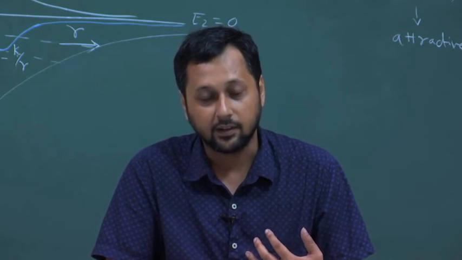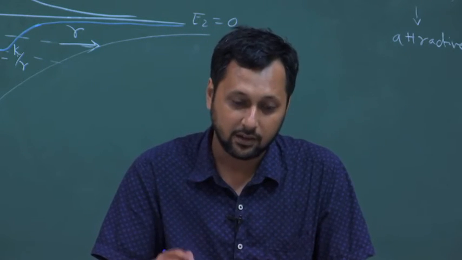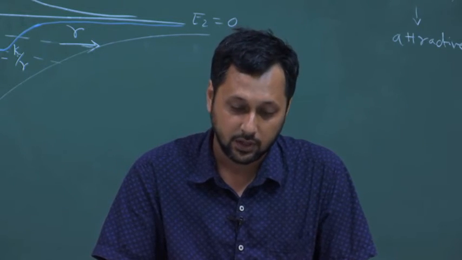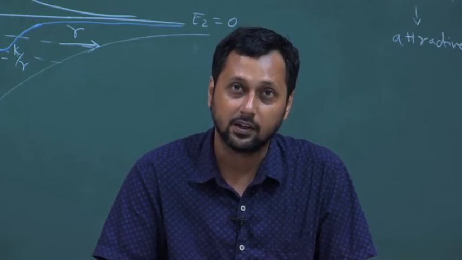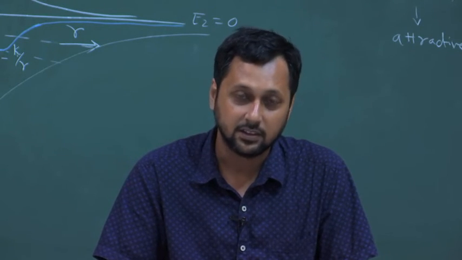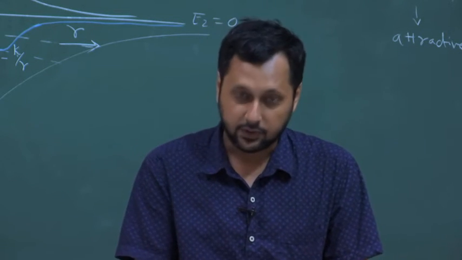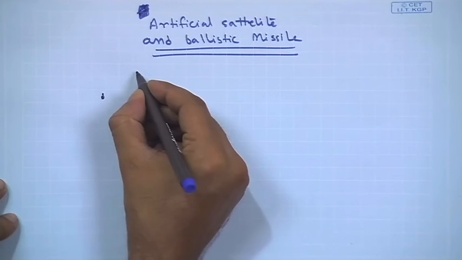We will be neglecting air resistance, we will be neglecting any other nonlinear effect, but at least a fundamental understanding of how an artificial satellite is launched and what determines the shape of its orbit and what is a ballistic missile and what determines its range, so on and so forth. Okay. So for this particular discussion, first start with defining a quantity, which is also a very familiar quantity to all of you.